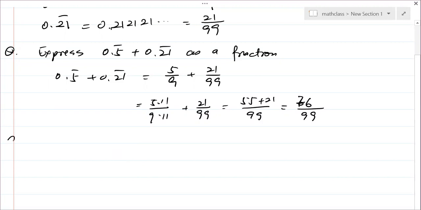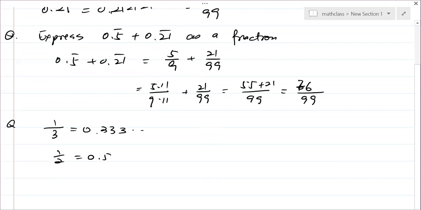So speaking of numbers with a terminating decimal, some numbers will have a terminating decimal. So what kind of number will give you a terminating decimal? For example, 1/3 is not; it's repeating. But 1/2 is 0.5, right? This is a terminating decimal.